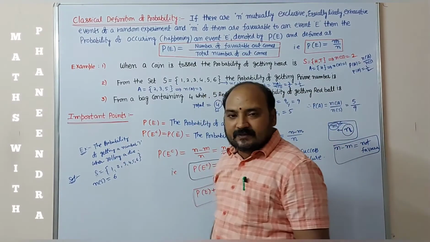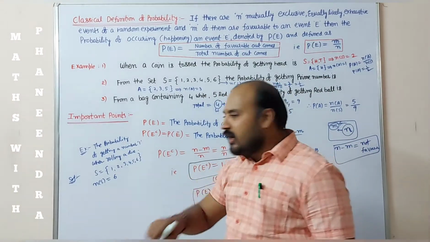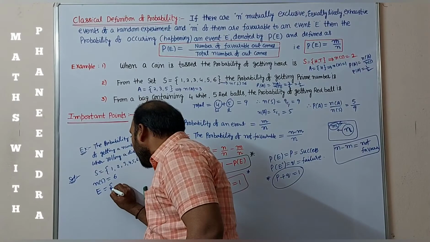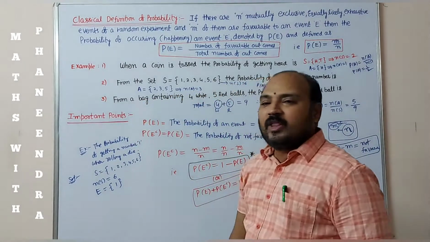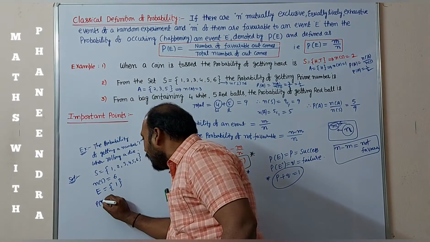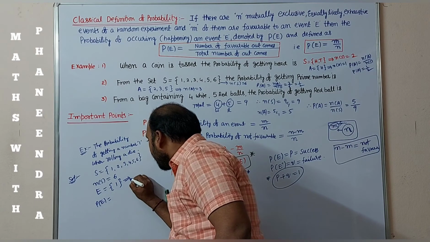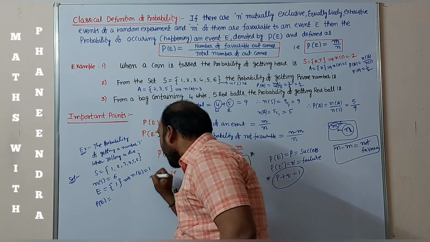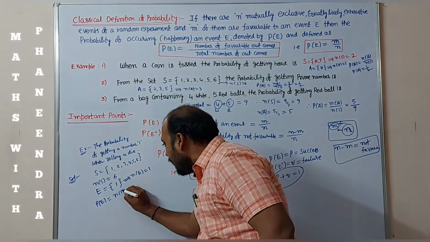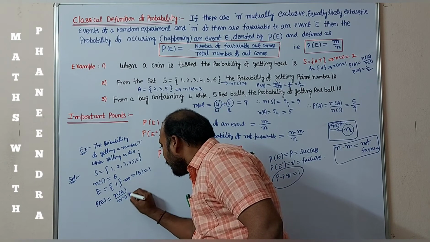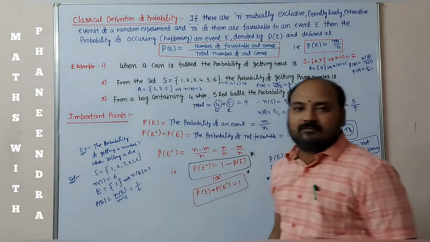Here the case is getting the number 1, only 1. E is equal to, what are the favorable cases? Only 1. So probability of E, P of E, is equal to n of E by n of S. How many numbers are favorable? 1. P of E is equal to n of E by n of S, which is 1 by 6.